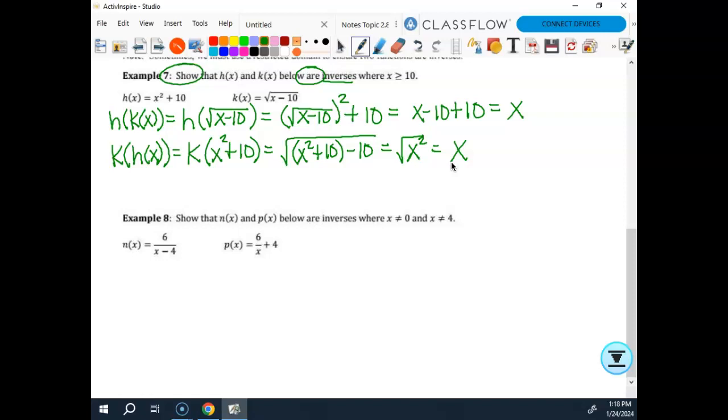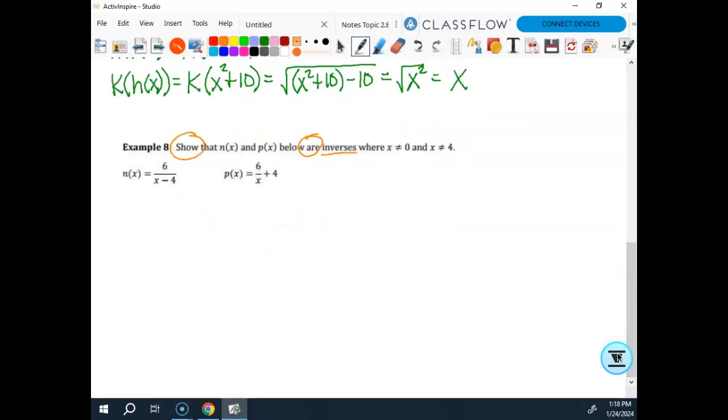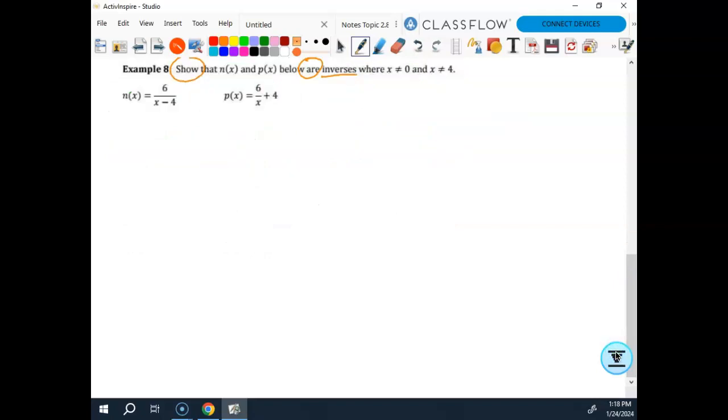What questions you got? Anything? All right. So then here again it says show that these are inverses. I know my answers are going to be x. I've got to show why. So I'm going to start off with n of p of x, which is going to be n of 6 over x plus 4. I'm going to take that, substitute it in everywhere I see an x here. So this is going to give me 6 over x plus 4 minus 4.